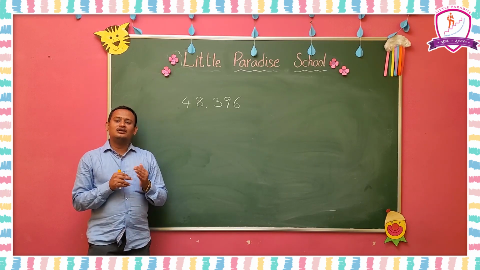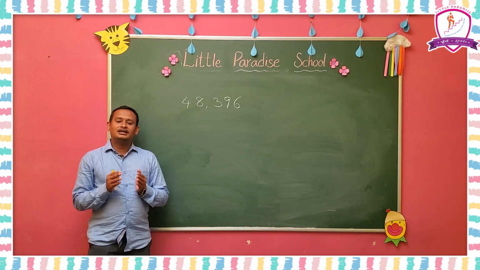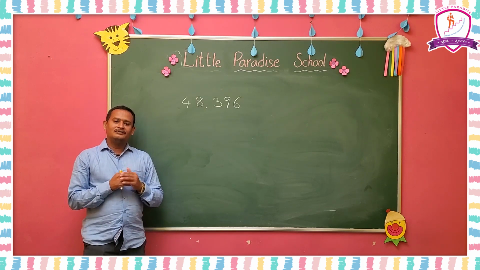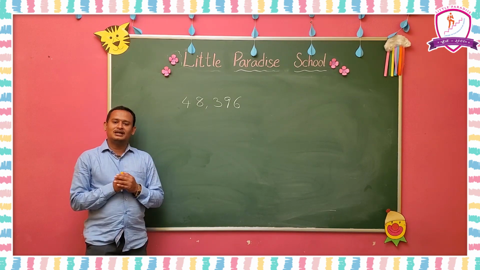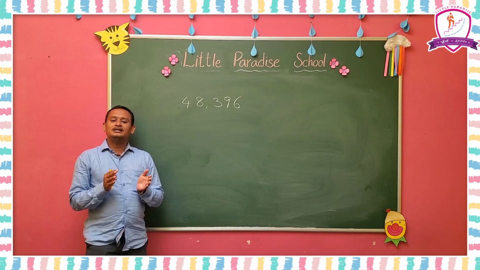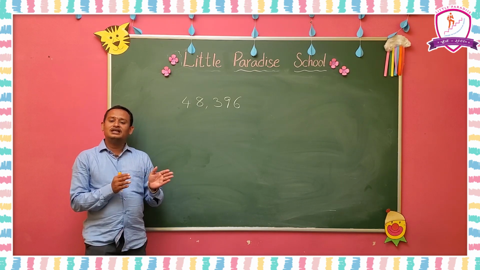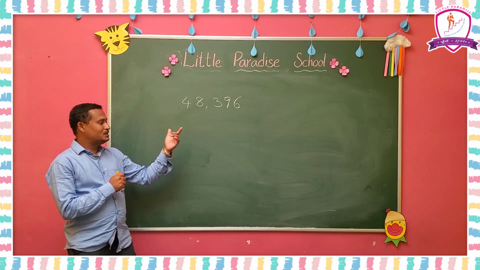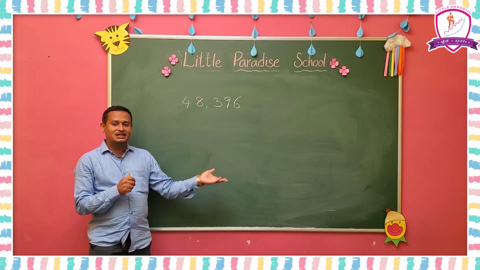Now we are going to discuss the difference between the place value and face value. So place value means the place value of a digit in a number depends upon its position in the number. According to the position, the place value will be changed.